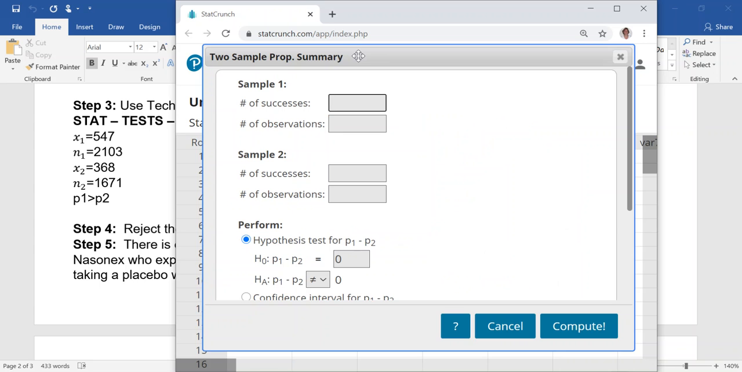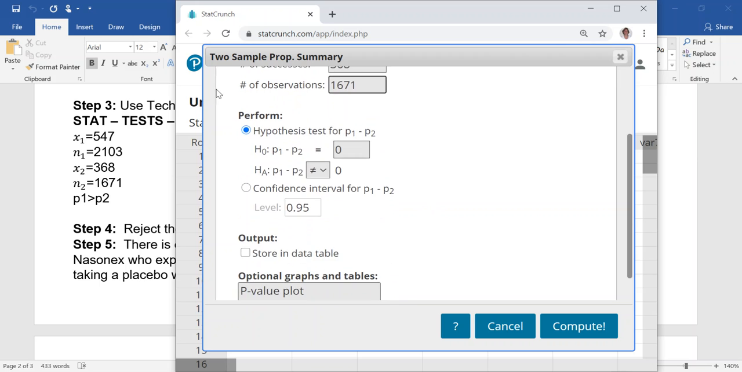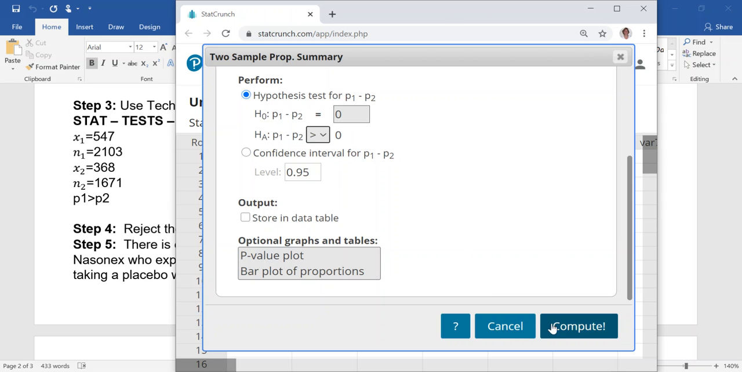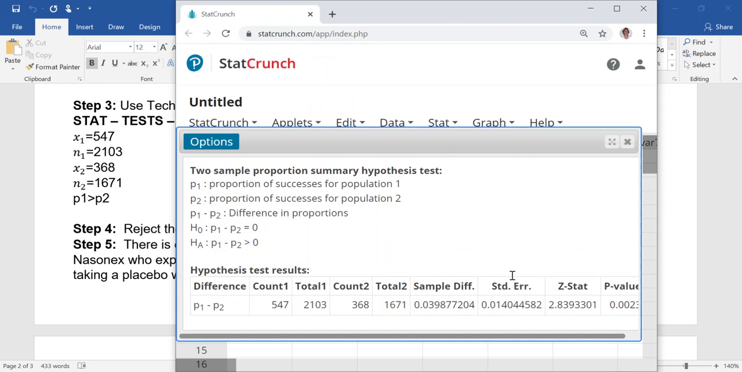So we type in the same items that we typed in the calculator. The number of successes, 547, in population 1, number of observations, 2103. Type in number of successes, 368, in your second population, over 1671. We are running a hypothesis test. Now the difference, P1 minus P2, is equal to 0, so this writes it a little bit different. The alternative is greater than 0. This is the same place we do the confidence interval. Compute, we should get exactly the same thing.